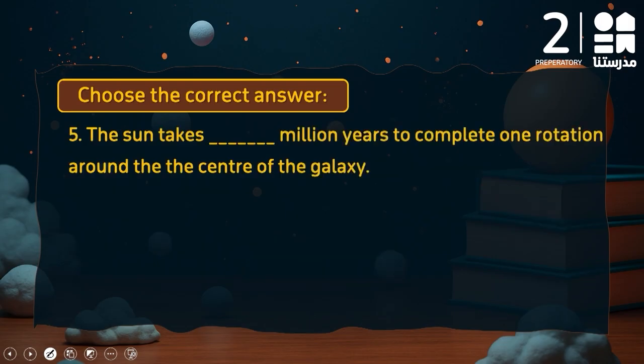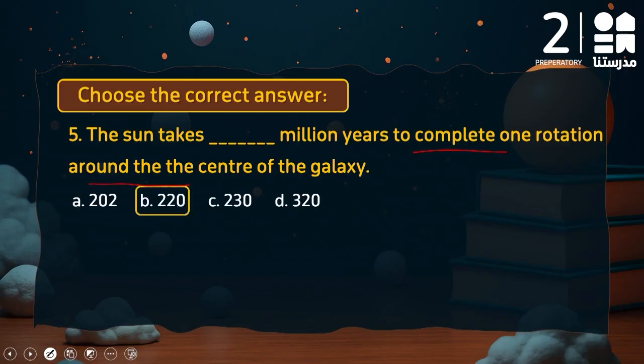How many million years does the Sun take to complete one rotation around the center of the galaxy? The Sun takes 220 million years to complete one rotation around the center of the Milky Way galaxy.